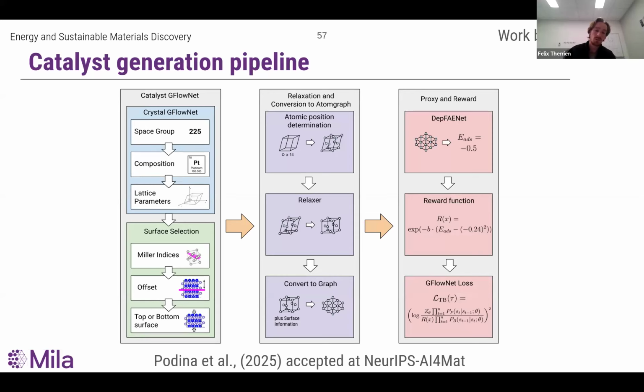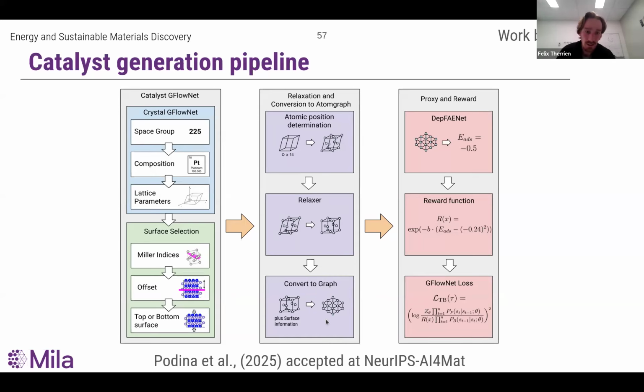Then we choose the Miller indices, that's the orientation of the surface. Then how we cut the surface, which we call offset. That chooses the termination. And then on which side of the termination the adsorbate will be put. So now we have a description of a crystal: space group, composition, lattice parameters, Miller indices, offset, and surface. Then we take that and try to build a real crystal with it. That's the second column.